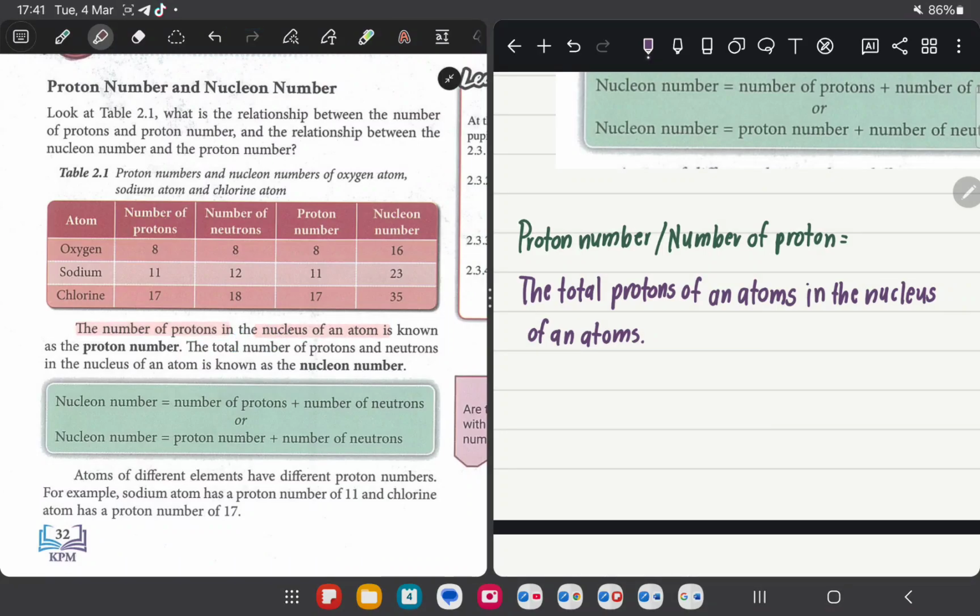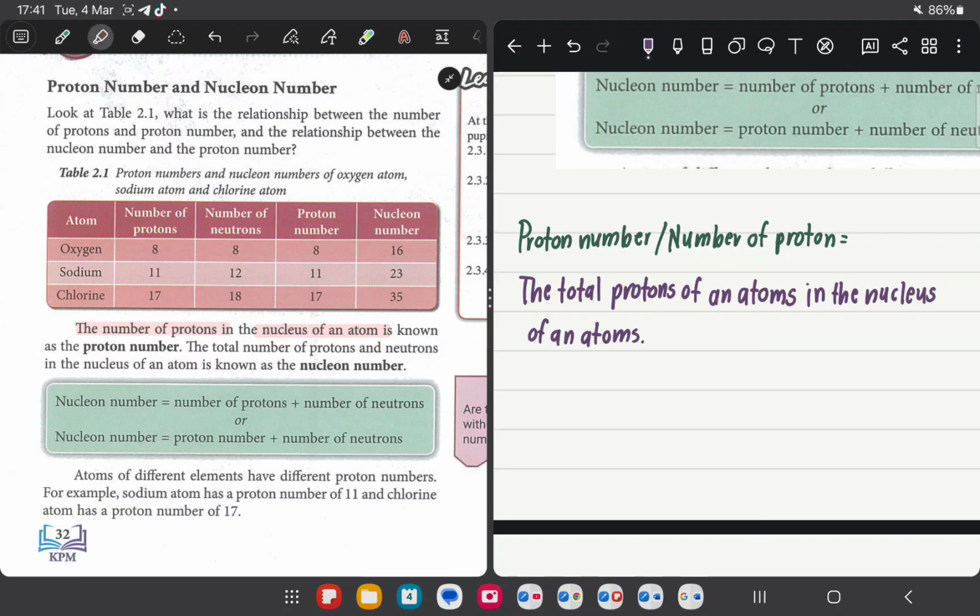Remember that whenever you're talking about proton, electron and neutron, you should specify where they are located. If I say proton, you must know your proton is located in the nucleus. If I say neutron, same also, you must know that your neutron is located in the nucleus also. If I say electron, then only you say your electron is located in the shell.